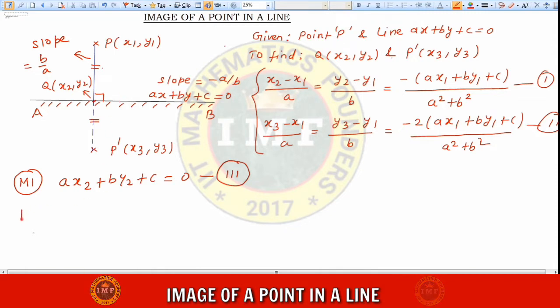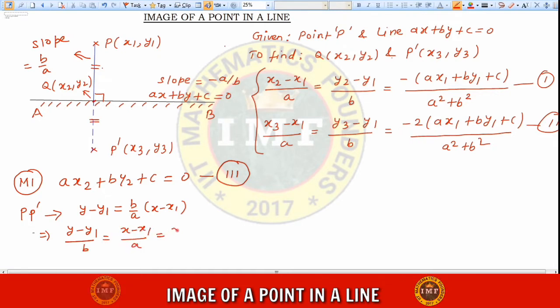So what can be the equation of PP dash? It is passing through x1, y1 and its slope is known to me, so I can write its equation as y minus y1 is equal to b upon a into x minus x1. This can be written as y minus y1 upon b is equal to x minus x1 upon a. Let us say this ratio is lambda. For different values of lambda we will get different points on the line PP dash.